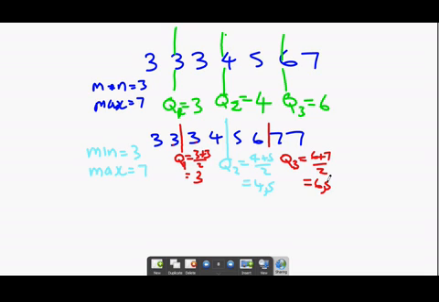So basically, when you've got your quartiles, this is how you find your 5-number summary. And your 5-number summary, like we said, consists of minimum, maximum, quartile number 1, quartile number 2, quartile number 3. And these can be used to draw the box and whisker. So that's the 5-number summary for you.